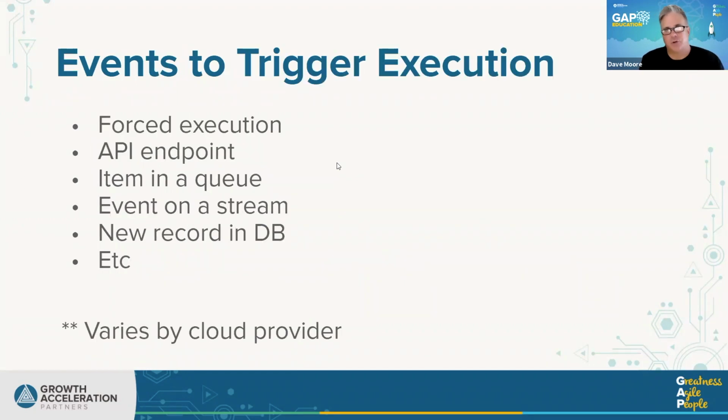What are the events to trigger an execution? Well, first, you have forced execution. Hey, run this. Either called by an Ansible script or any kind of automation tool, or by another piece of code. It's called outright. That's the first one.